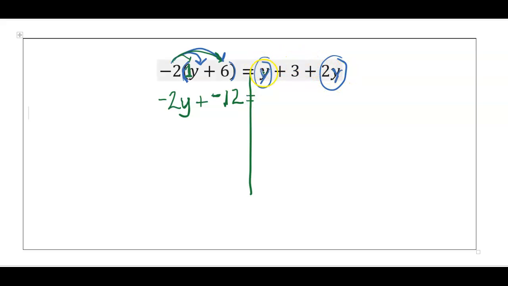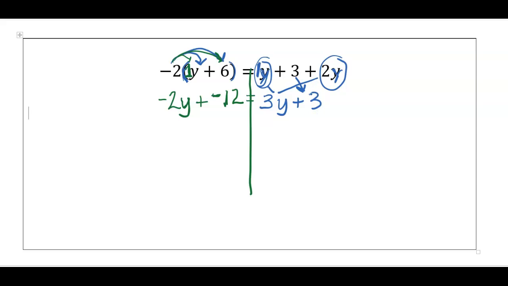So as I talked about, I have these two like terms with my y and my 2y. Again, this 1y has an imaginary 1 in front of it. So I'm going to do 1 plus 2y, which gives me 3y. And then this plus 3 is just going to come right down.